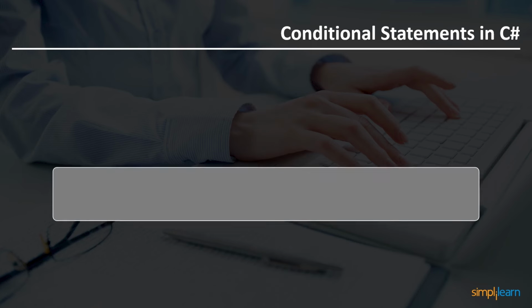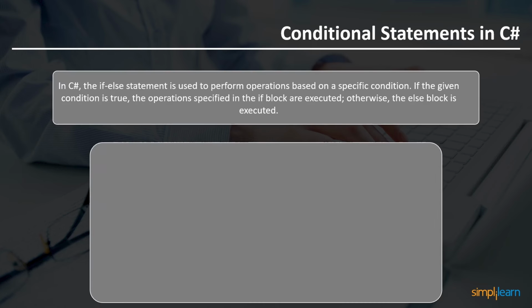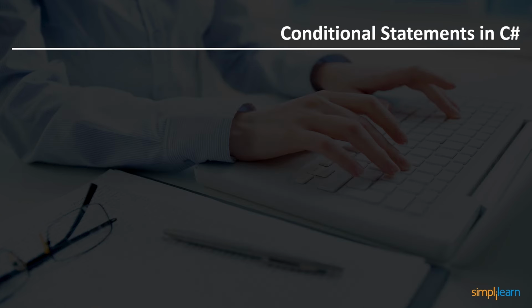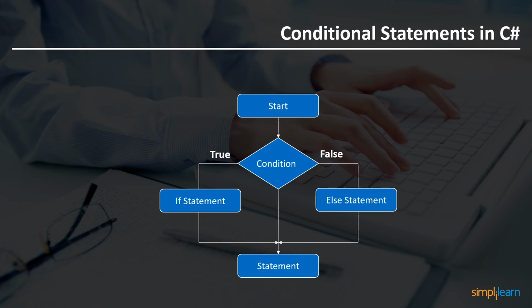Next, we have the if-else condition statement. In C#, the if-else statement is used to perform operations based on a specific condition. If the condition is true, the operation specified in the block is executed. Otherwise, the else block is executed. The syntax of the if-else statement is as follows. If the condition is true, the block of code to be executed if true runs. Otherwise, if the condition is false, the block of code to be executed if false runs. The flow diagram of the if-else statement is illustrated as follows.